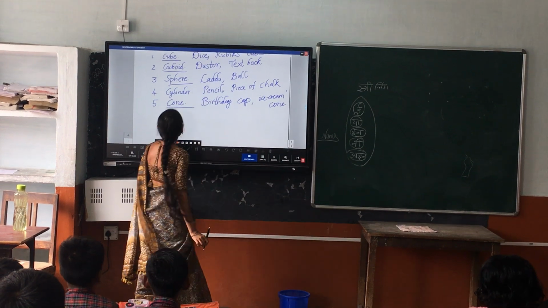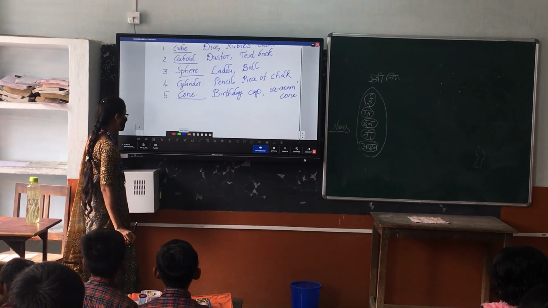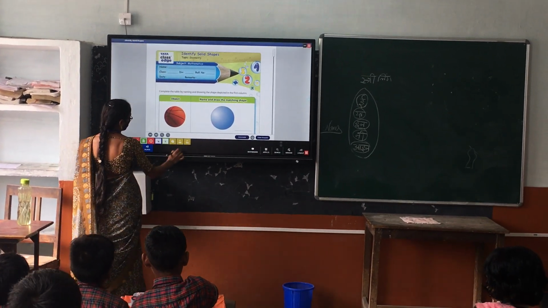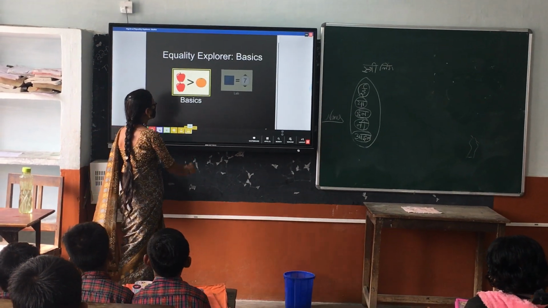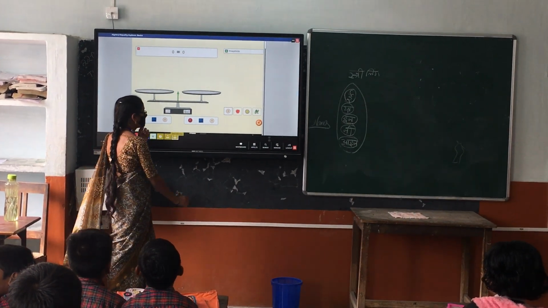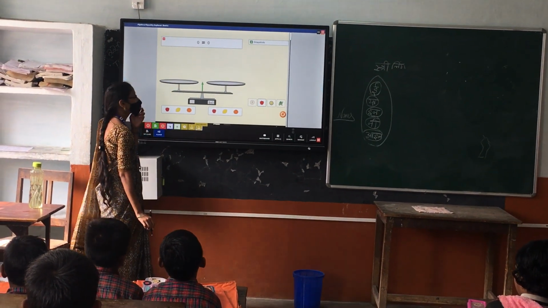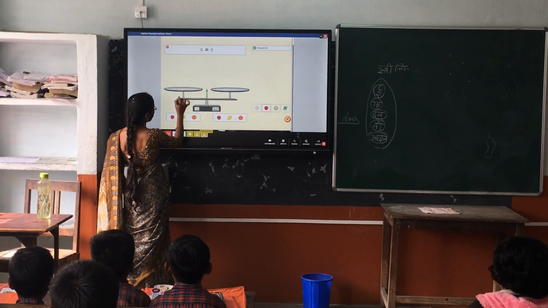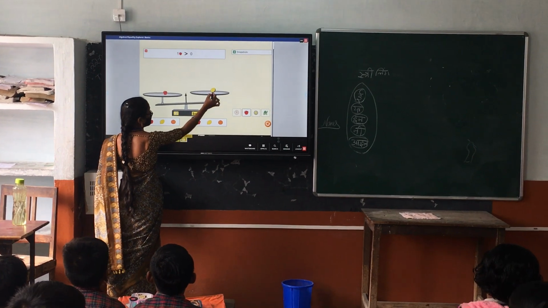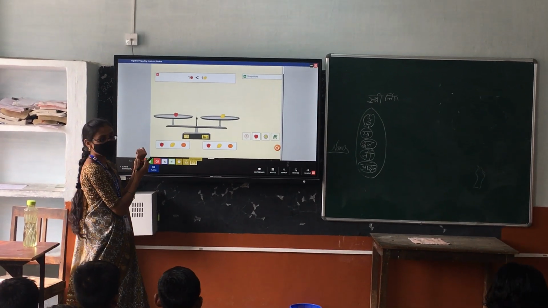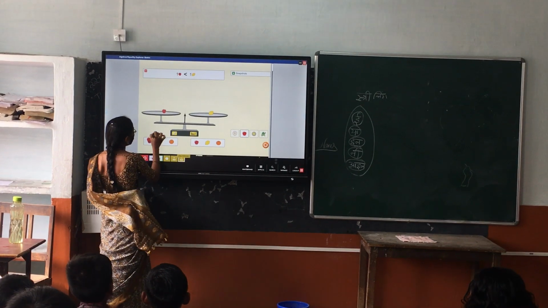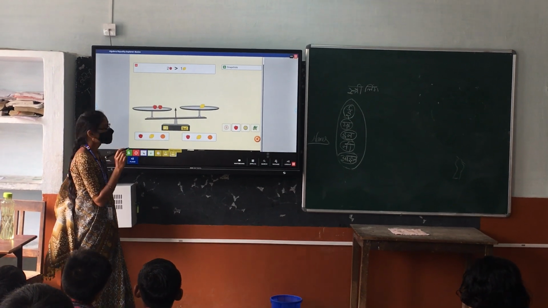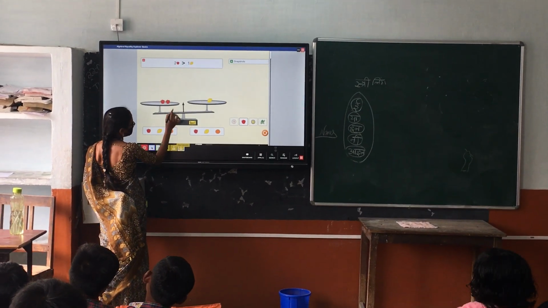Next. We discussed equality. Let us see how things become equal. If an apple's weight is less than a papaya's weight, but if you see two apples, their weight is greater than one papaya. So we are not getting equal.